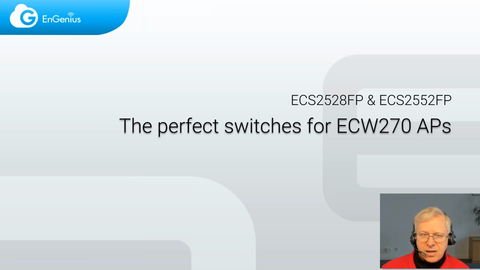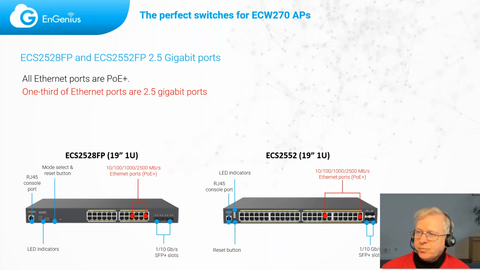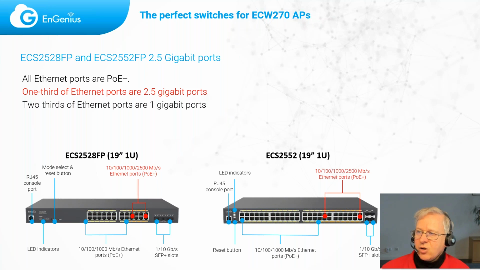And then lastly, I want to say something about the perfect switches for the ECW270 APs, but actually for any of our APs. Those would be our multi-gigabit switches, which have PoE ports, and 1/3 of the ports are 2.5 gigabits, which is exactly what you need for the ECW270s. And the other ports are 1 gigabit, which you can use for the ECW215 or any of the other APs that have 1 gigabit ports.